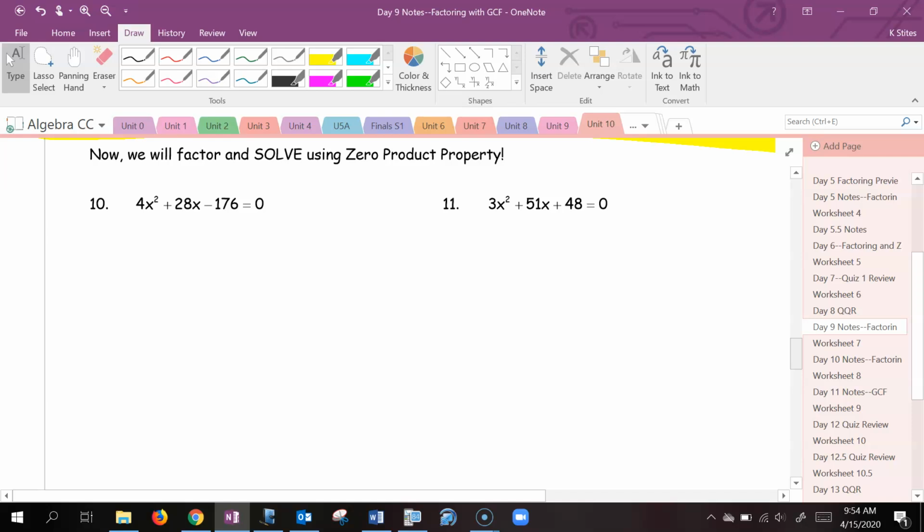All right, so the only difference between what we did yesterday and what we're doing today is that now we have an equal 0. So that means that we will actually have to solve these problems and we will end with x equals and we'll have our number of answers.